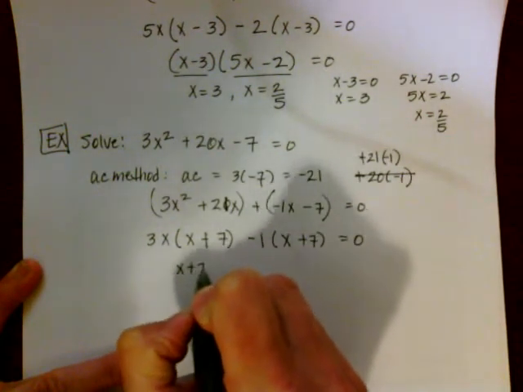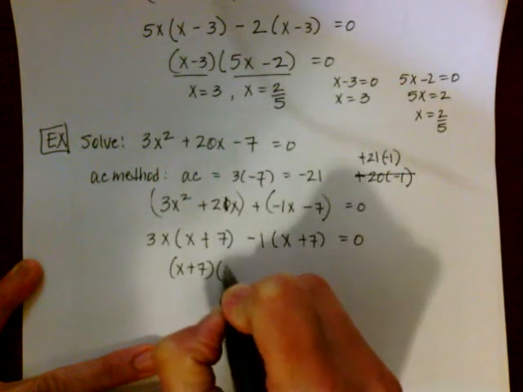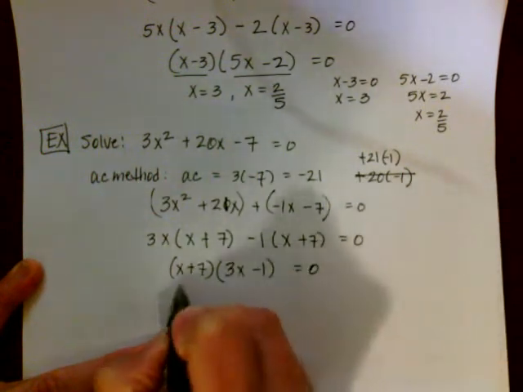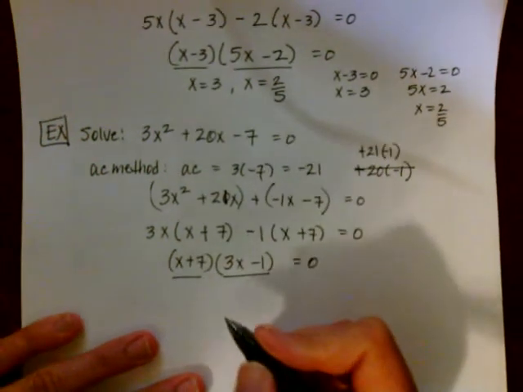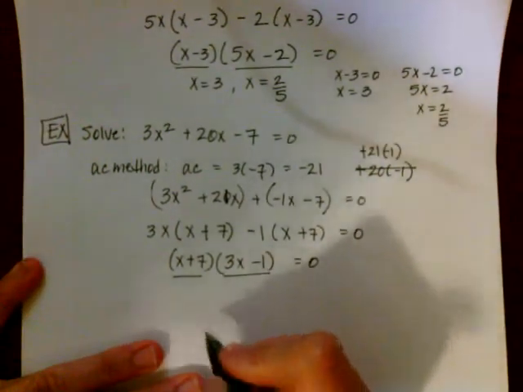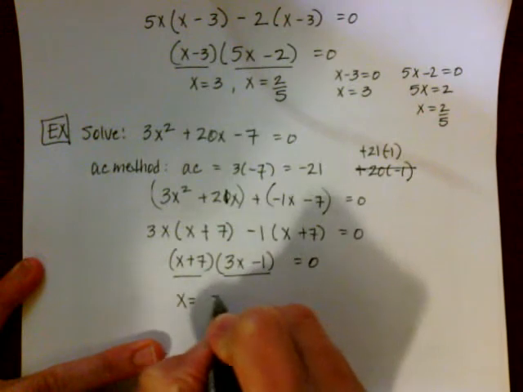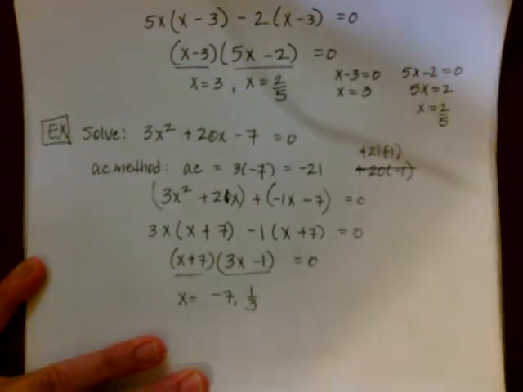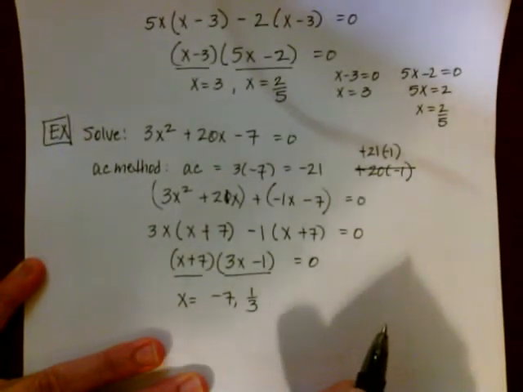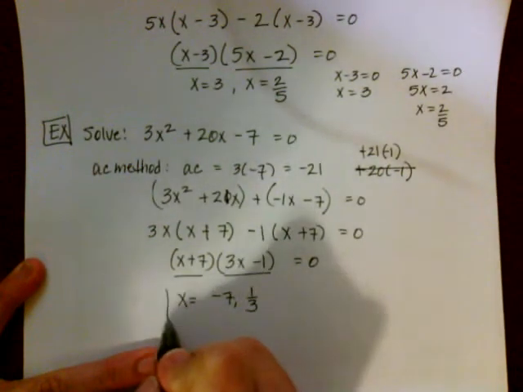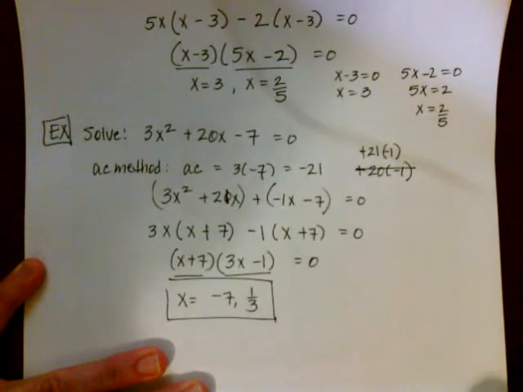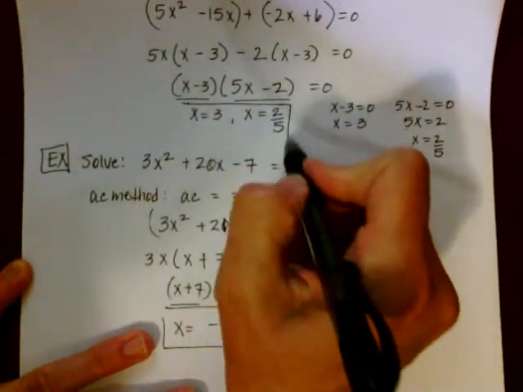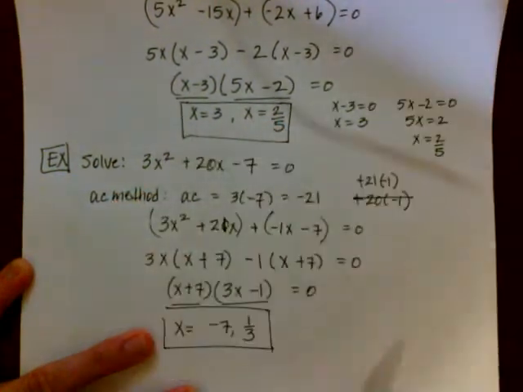These two now have x plus 7 in common, and when I factor that out, I get 3x minus 1. And now I have my two baby equations that I can solve, and I'm going to get x is equal to a negative 7 and a positive 1/3. So I get x is a negative 7 and a positive 1/3, and then those would be my two solutions. And then if we go back up here and box our two solutions.